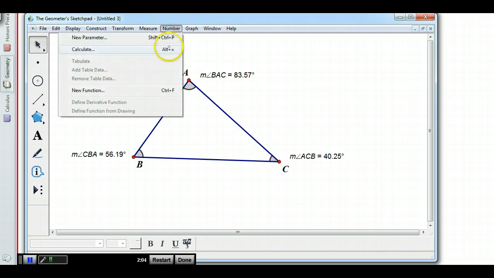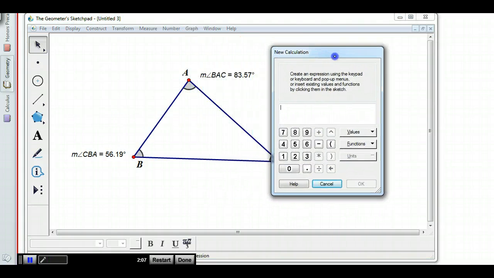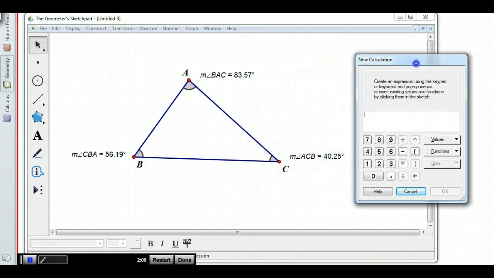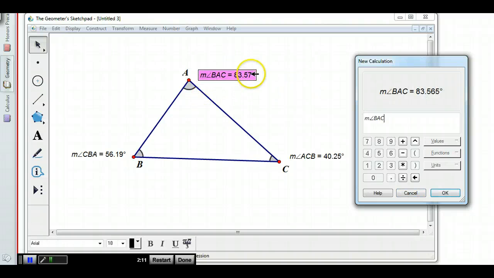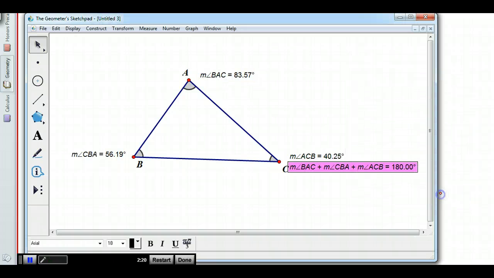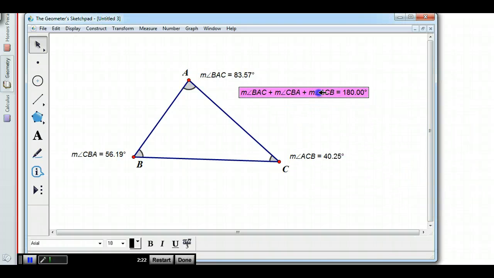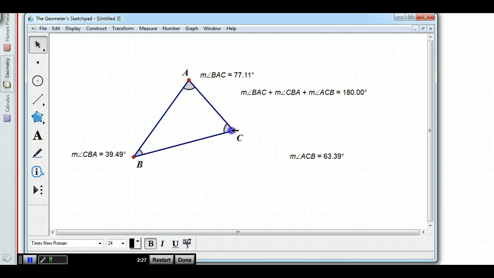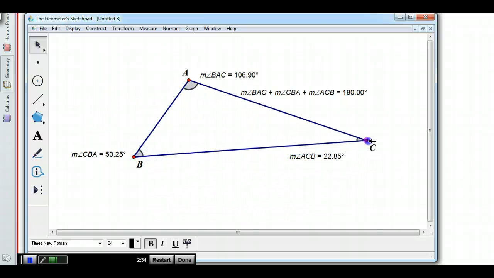So let's get our calculator here. And I'm going to go that angle plus that angle plus our third angle. And you'll notice that they all equal 180 when we add them all up. And that seems to be true no matter how I change the shape of the triangle. So even though the individual angle measures change, their sum is always 180.